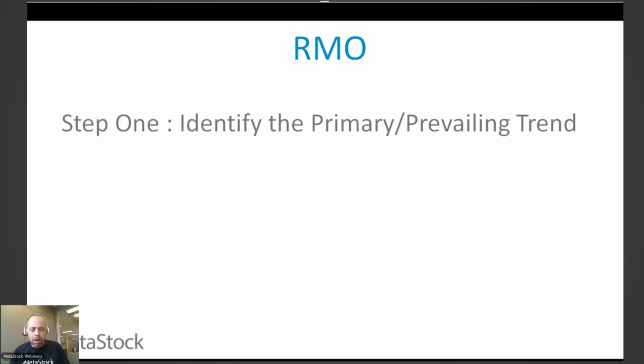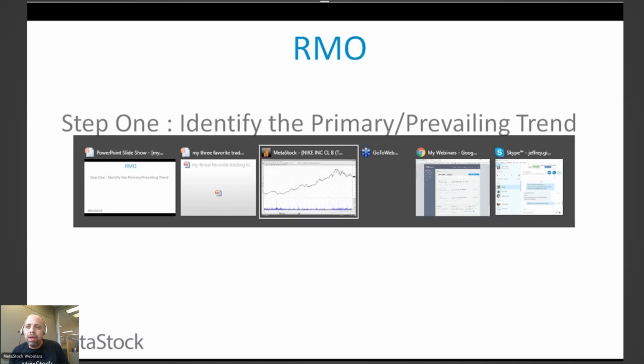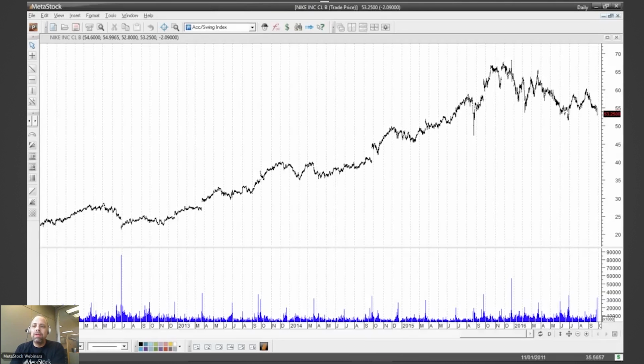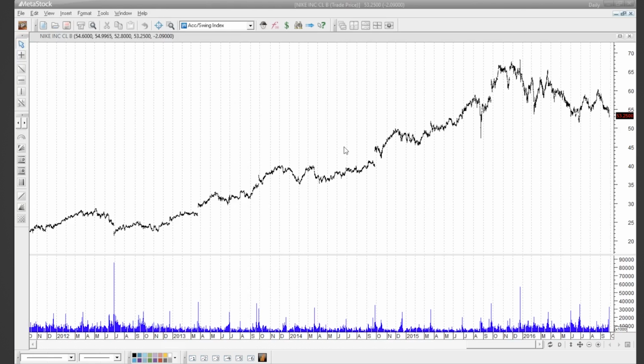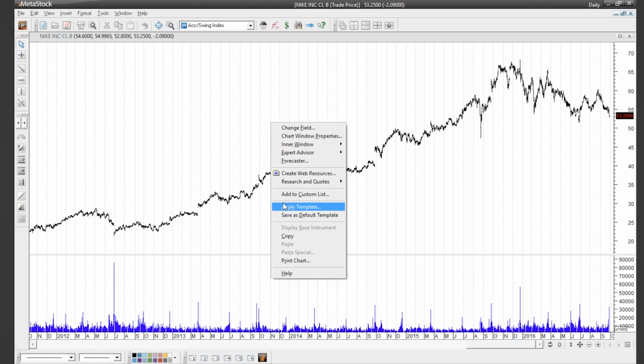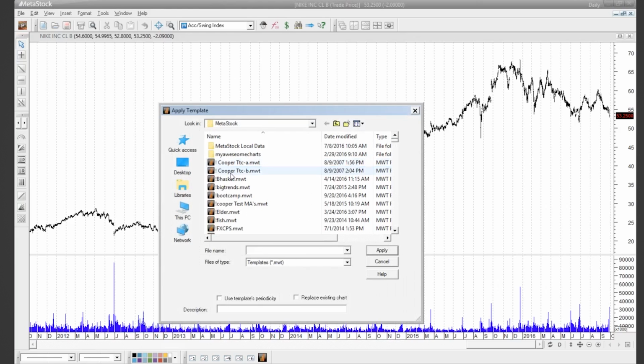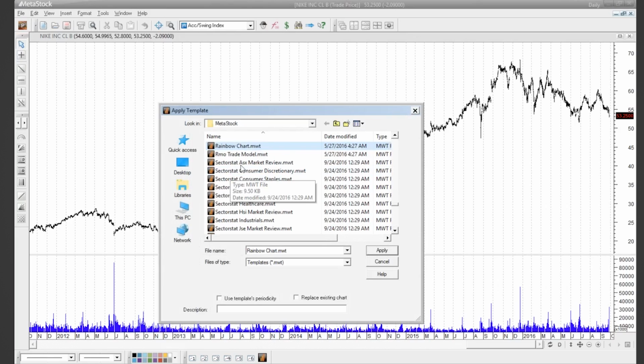So let's go ahead and talk about how we identify the trend in, let's say, MetaStock. This is a chart I pulled up. Wrong button. This is a chart today that I pulled up of Nike. What I'm going to do is apply the RMO trade model to it. So I'm going to right-click here on the chart. You can, of course, do this from within. So just open it up with that. I'm just going to apply the template, and we're going to do the RMO trade model. So you go ahead and click on apply here.